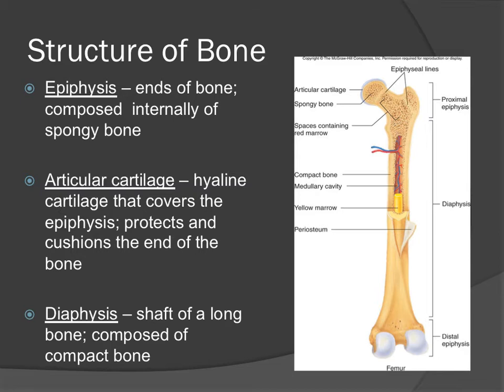Then you have the diaphysis. This is the shaft of the bone, composed mainly of compact bone, because the diaphysis is the main portion of the bone there you can see in the middle. It is what is withstanding great strength, so it is composed of compact bone.